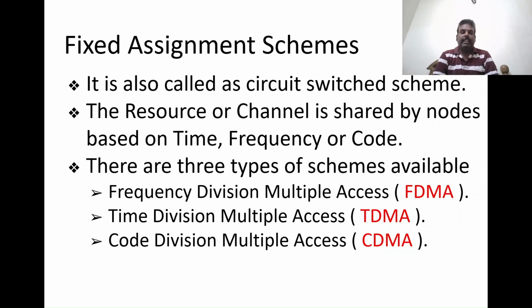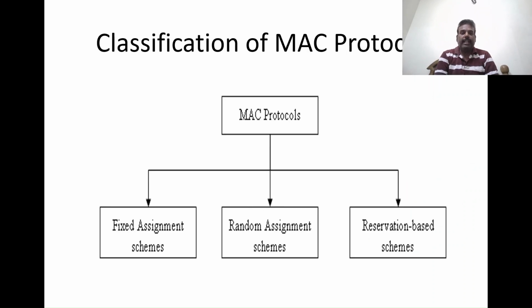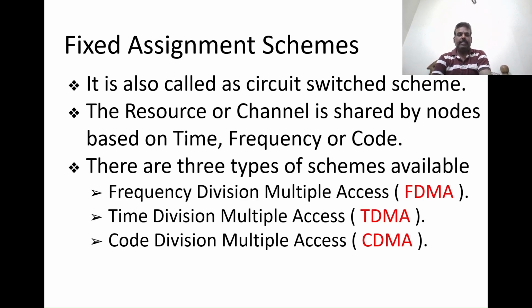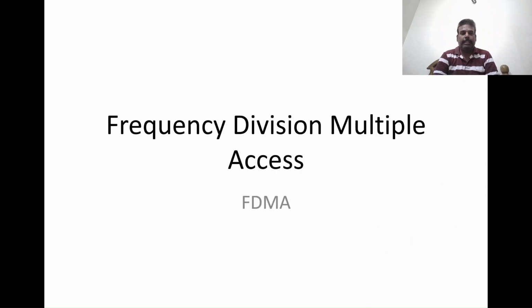So the wireless network protocols are mainly classified into three categories. One is the fixed assignment scheme, the random assignment scheme, and the reservation based scheme. First we are going to discuss the fixed assignment scheme. Under that we have three categories: frequency division multiplexing, time division multiplexing, and code division multiplexing. First let us discuss frequency division multiplexing.